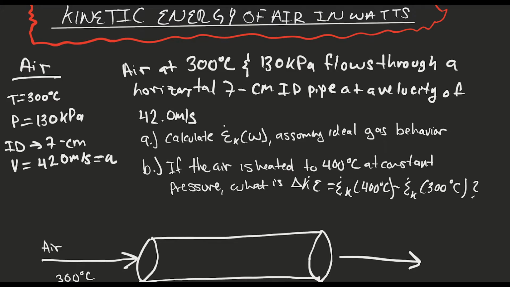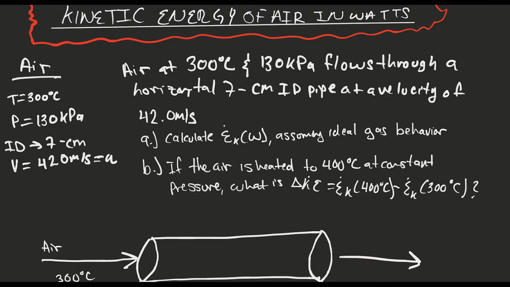Alrighty, you guys. So today we're going to be covering a problem that wants us to calculate the kinetic energy of air going through a pipe. We're told that we have air going into this pipe that has an inner diameter of 7 centimeters, and the temperature of the air going inside this pipe is 300 degrees Celsius at a pressure of 130 kilopascals. Now, how fast is this air traveling? Well, that's given to us too, and that's 42 meters per second.